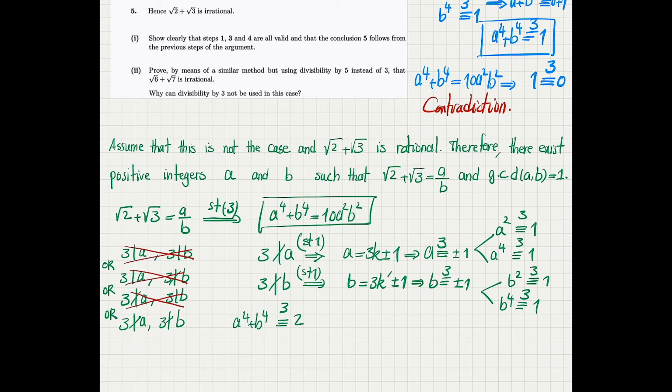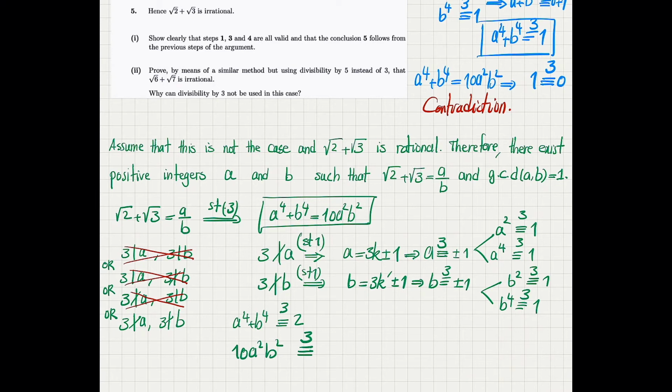And now let us see what happens here. 10A squared B squared is congruent to, if I want to simplify this modulo 3, A squared is 1 modulo 3, B squared is also 1 modulo 3. But 10 is also 1 modulo 3. Yes, 10 is congruent to 1 modulo 3. Why? Because 10 minus 1 is 9, and 9 is a number which is divisible by 3. So 10 is also congruent to 1 modulo 3.